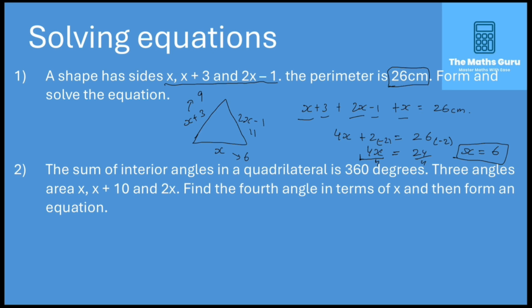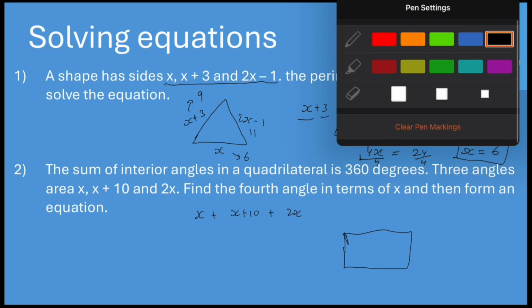Okay, looking at question 2. The sum of interior angles in a quadrilateral is 360 degrees. 3 angles are x, x plus 10, and 2x. Find the fourth angle in terms of x and then form an equation. Say we're given that it's a quadrilateral, and obviously this is not going to be to scale. Actually, this is not going to be to scale at all. Let me just draw a better diagram.